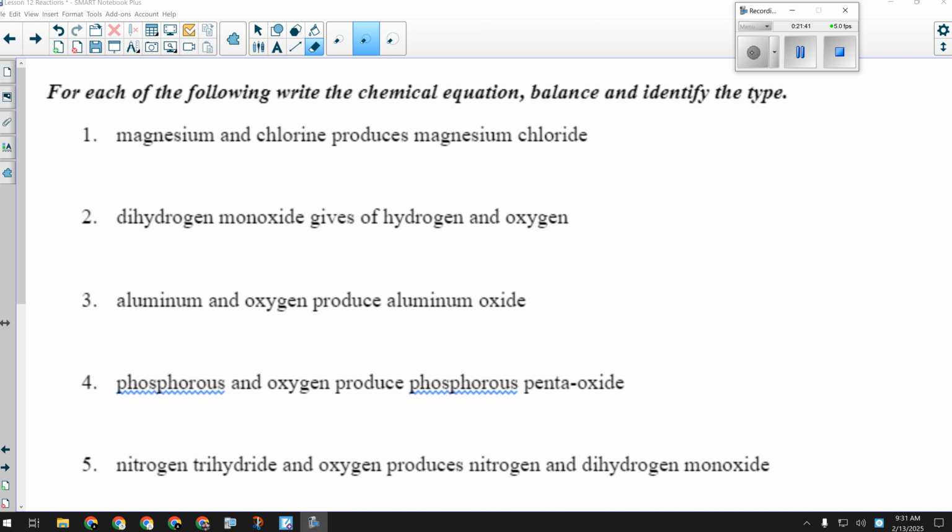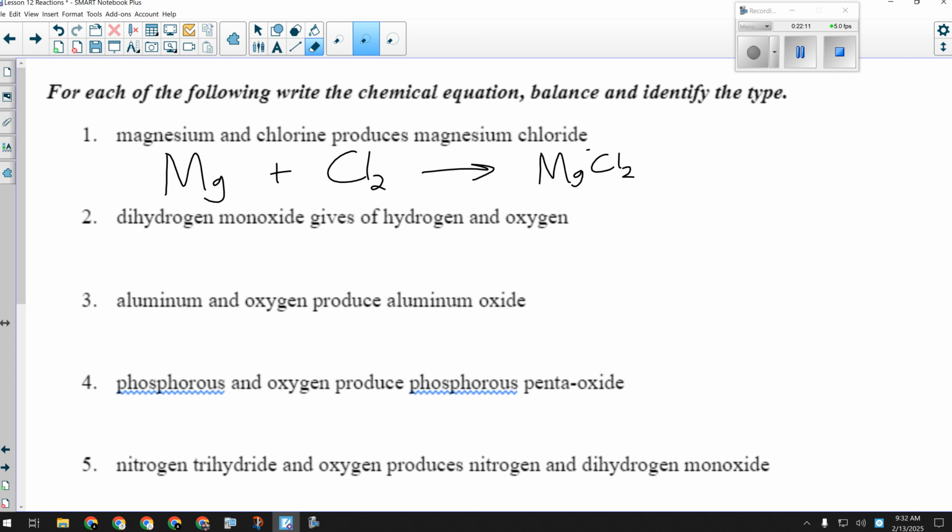All right, so looking at the first one here, we've got magnesium. Okay, so just the element, Mg, and it's reacting with chlorine. How do I write chlorine when it's by itself? With a 2, right? It's one of the special elements. Okay, and that is going to produce magnesium chloride. Okay, Mg 2 plus, chlorine 1 minus, drop and swap, MgCl2.